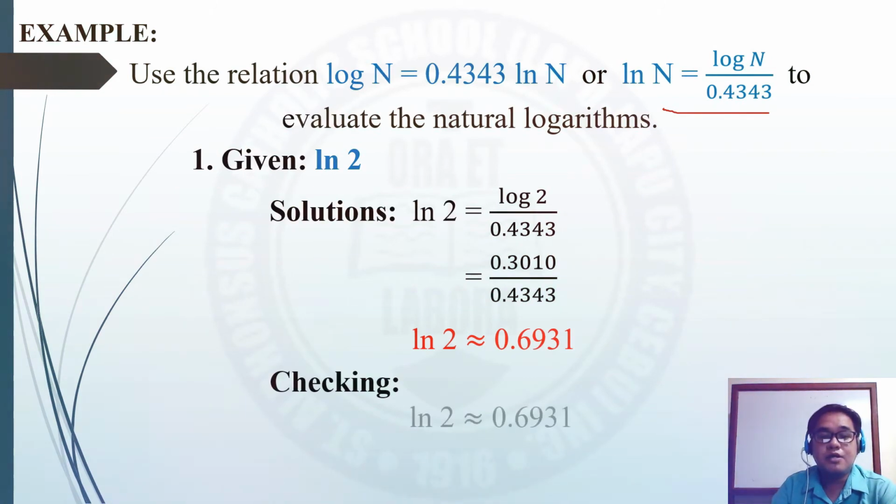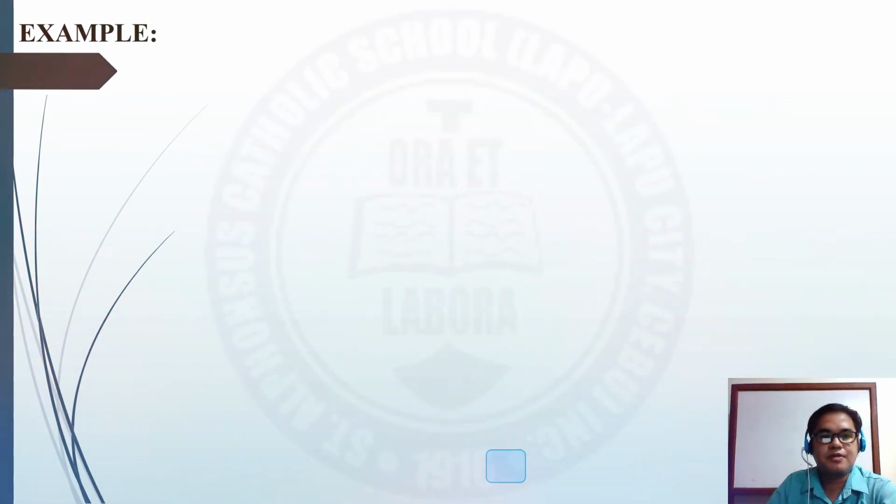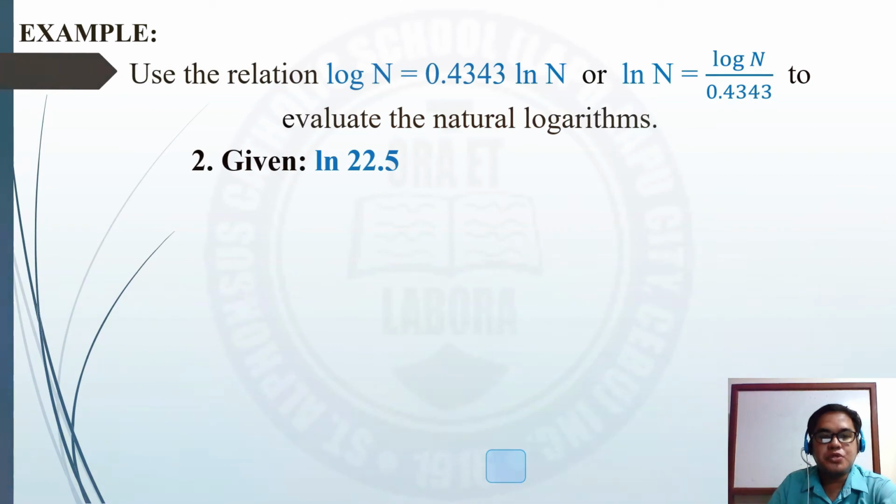0.6931. To check, just write first the given and its approximate value, which is 0.6931, and then use your calculator, press the key ln, and then 2 equals, and the answer would be 0.6931471806. For example number 2, the given is ln of 22.5.